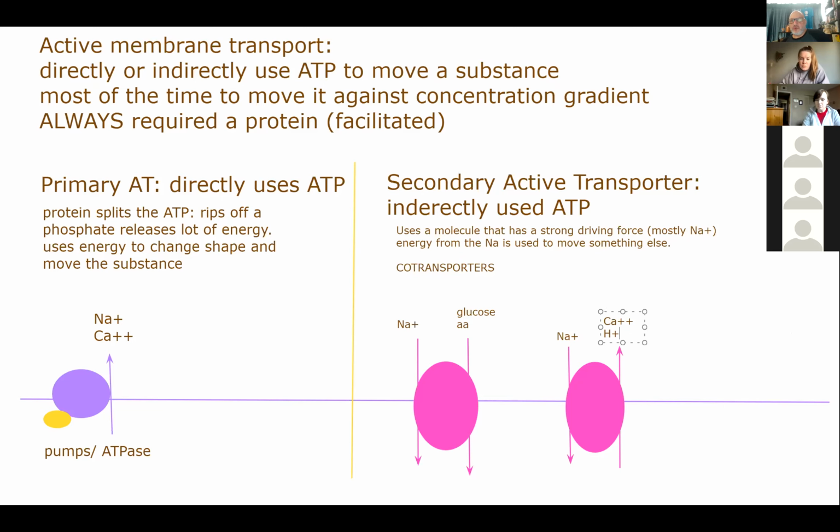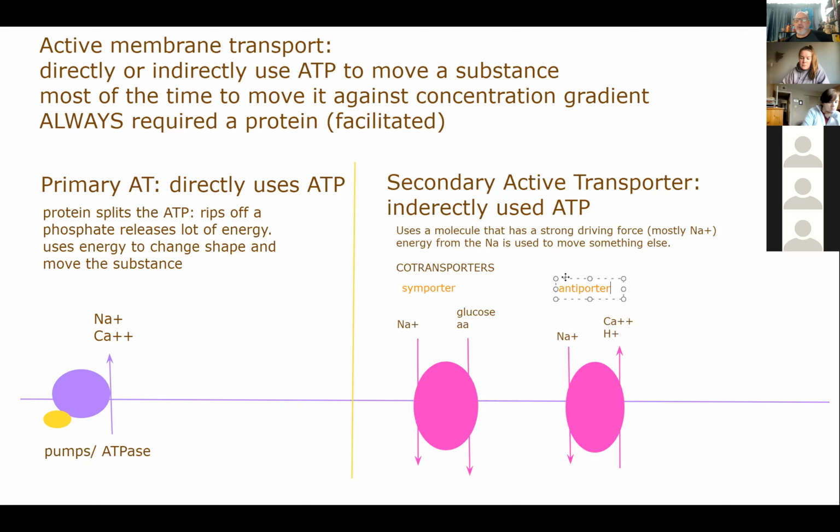So to answer your original question, when sodium and what it brings comes in, when they both go in the same direction, how do we refer to that type of co-transporter? Yeah, when they both go in the same direction, exactly. This is the symporter. Whereas when the substance goes the opposite direction of sodium, that's the antiporter. Excellent.